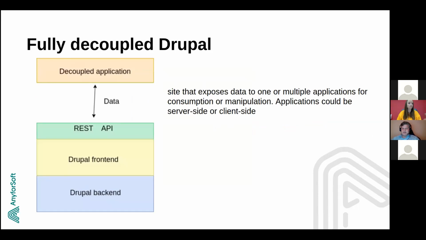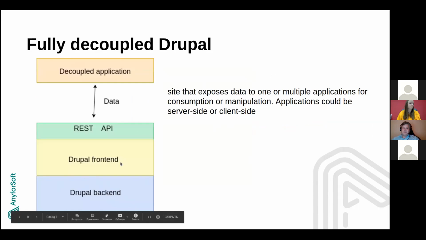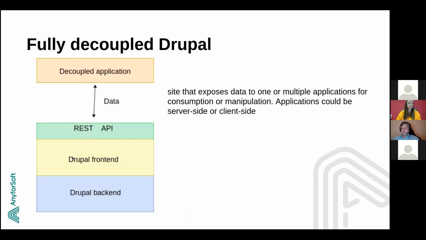Could be, as it depends on the architecture of the project. In this case, we have a Drupal backend, which provides data to a Drupal frontend for building layouts, for using some rules of the content, renderable things and other stuff. And as a result, it's using a REST API interface for providing data, sending it to the decoupled application and getting some responses from there. It's a fully decoupled Drupal.